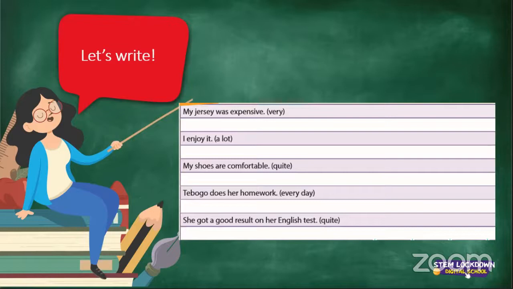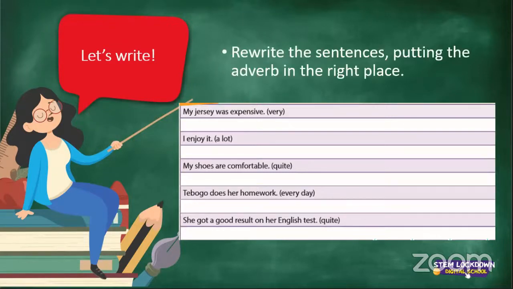Here you have to rewrite sentences, putting the adverbs in the right place. Let's quickly read the first one. My jersey was expensive. The adverb is very. Guys, only type in the chat box what I ask, please. I want you to quickly type that sentence for me. Where will you put the very in the sentence?